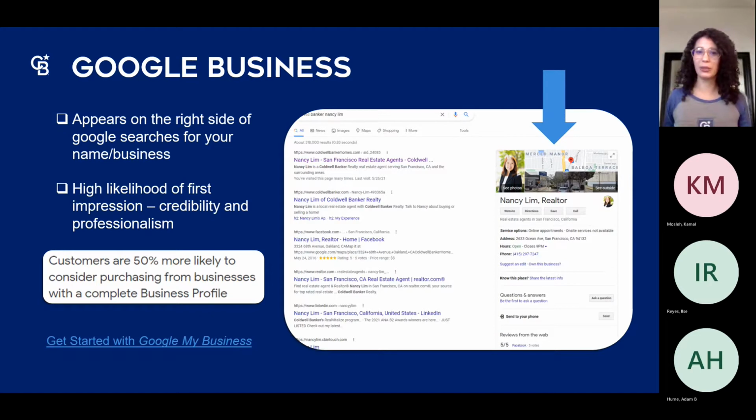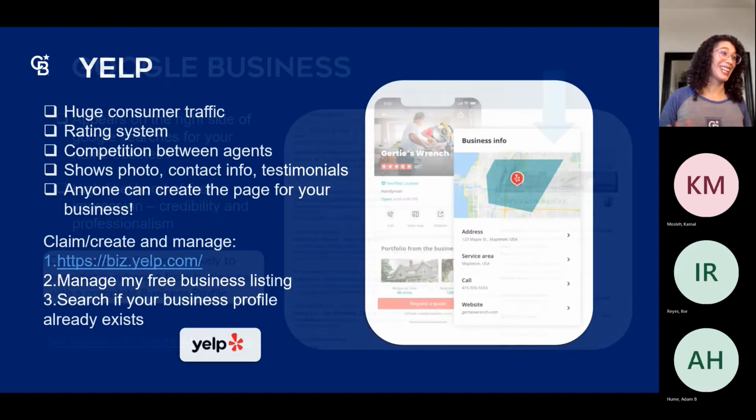It'll have a little contact card. We've all Googled a business and tried to get their phone number on there. We want to make sure we are showcased on Google for sure. It's highly likely that that's going to be your first impression. So we want to make sure all of that is updated and corrected on there. So that is your Google Business page.